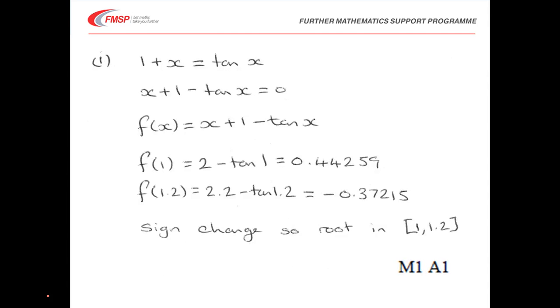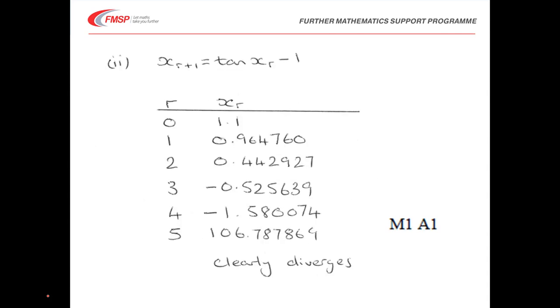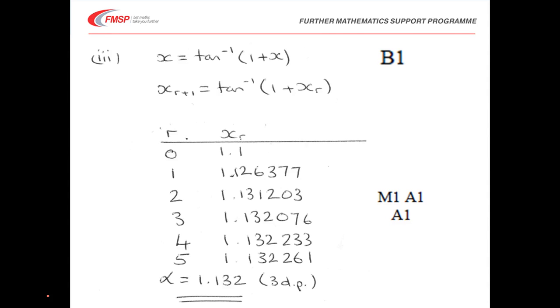Okay, marking for that, again, one method, one answer for looking for the sign change. One method, one answer for showing that divergence. One mark for rearranging it to something that will converge. And then for our final convergence, we have one method and one answer mark for the table and an answer mark for the final value to 3 decimal places.